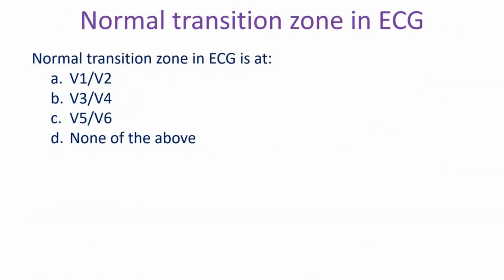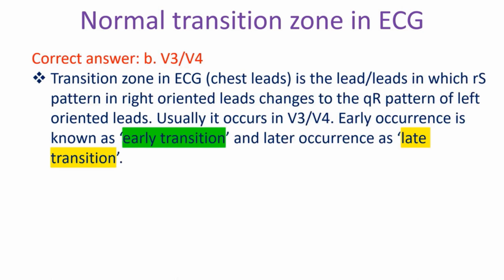Normal transition zone in ECG is at A. V1 V2, B. V3 V4, C. V5 V6, D. None of the above. Correct answer B. V3 V4.